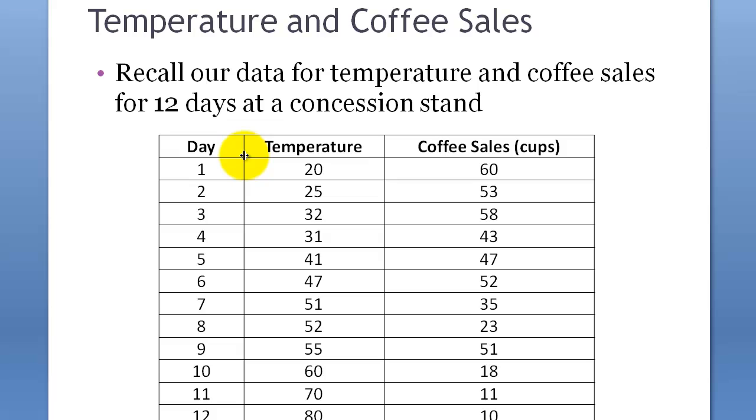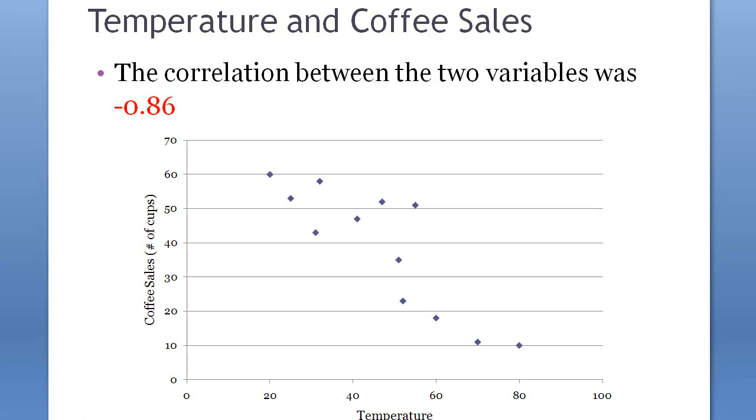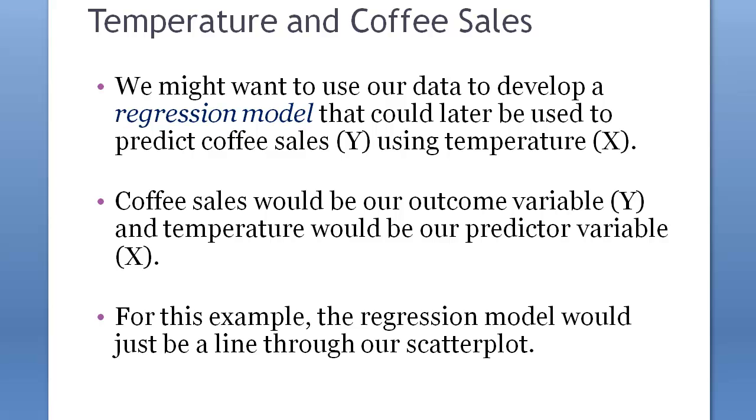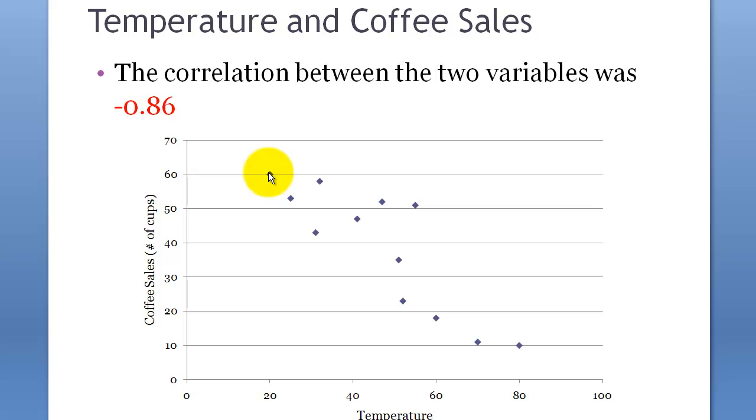For example, let's look at this sample data. This is data for temperature and coffee sales for 12 days at a concession stand. This is a scatter plot, and r is negative 0.86, a strong correlation. We might want to use our data to develop a regression model that could later be used to predict coffee sales using temperature, because this only tells you those 12 dots.